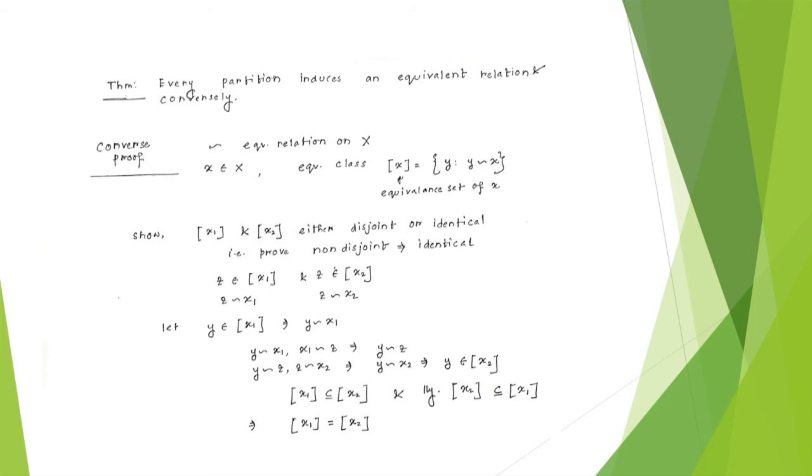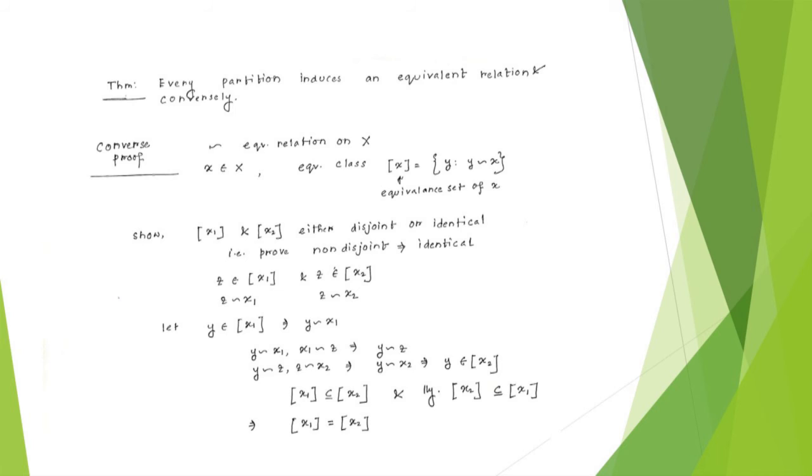Now since y ~ x1 and x1 ~ z, transitivity follows, and from transitivity we can say that y ~ z. By another application of transitivity, y ~ z and z ~ x2 imply y ~ x2, so that y is in the equivalence class x2.